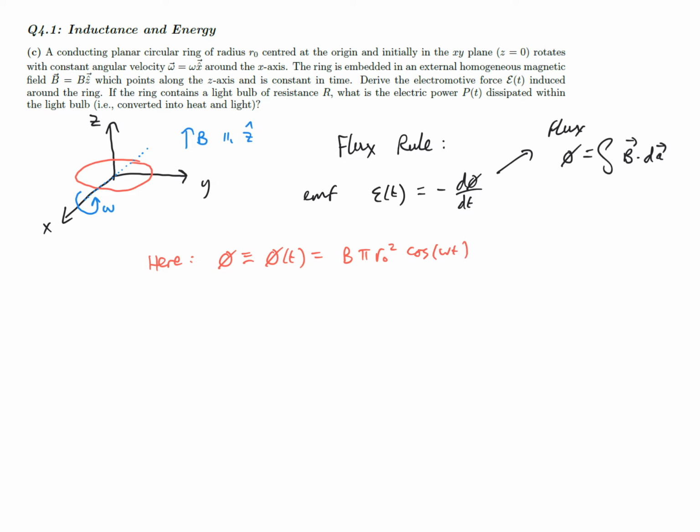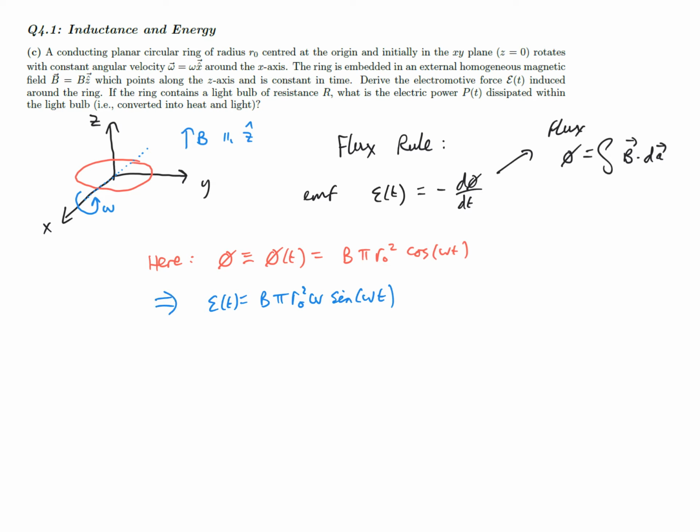And again, that's just the component of B through the ring, considering this vector area dot product here. So the flux is changing, not because the magnetic field is changing, but because the ring that we're considering is moving. And therefore, we can work out the electromotive force from this expression, which is just B pi r naught squared omega sine omega t, by taking the derivative.